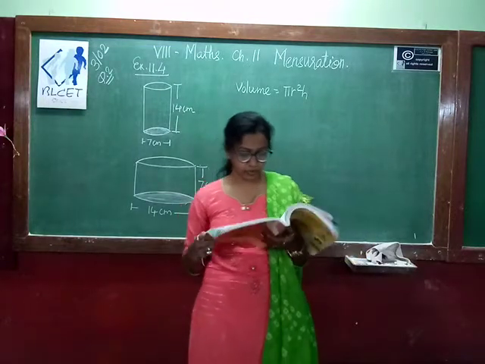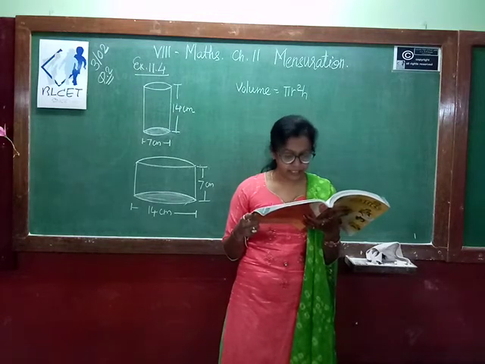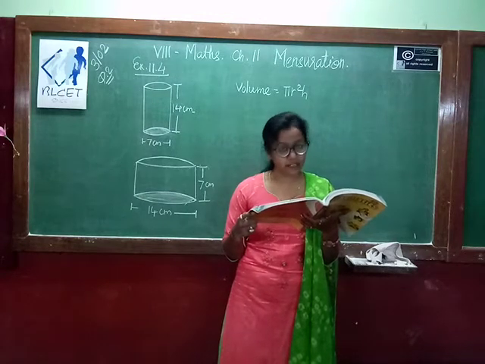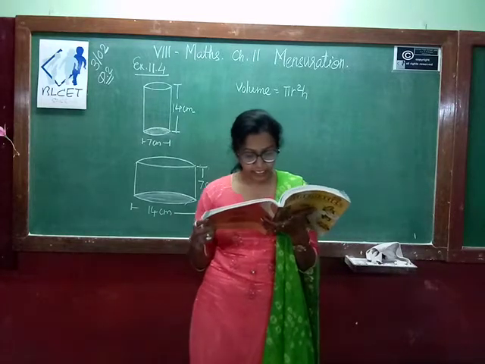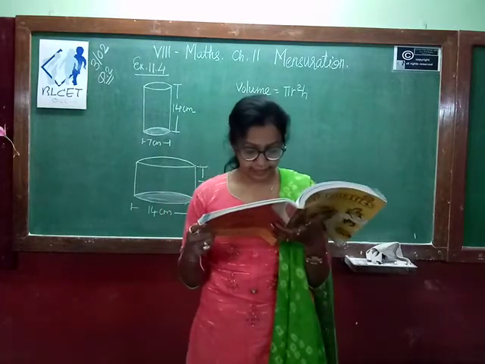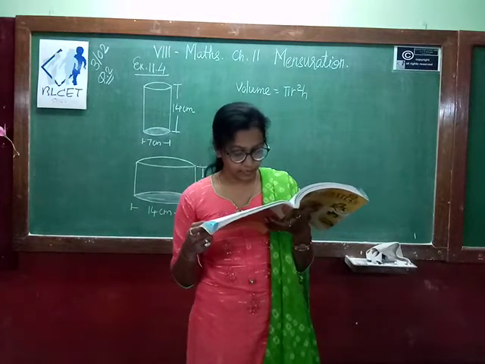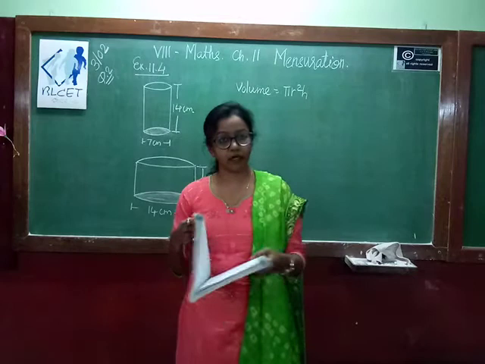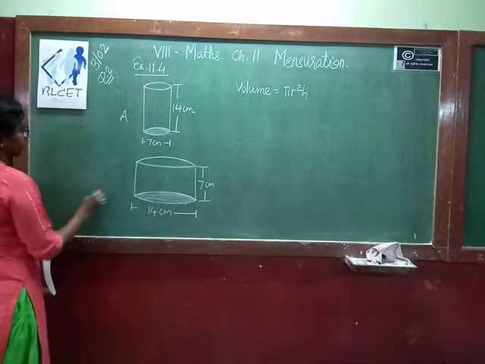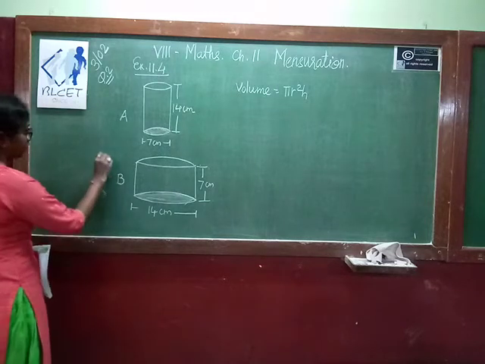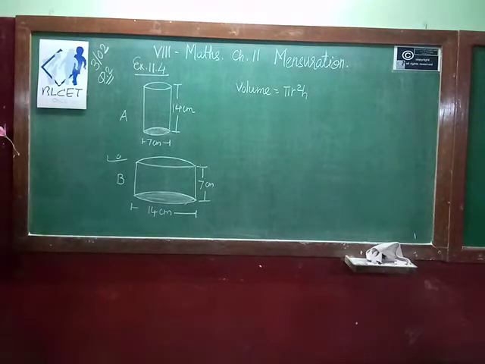Now see question number 2. Diameter of cylinder A is 7 cm and the height is 14 cm. Diameter of cylinder B is 14 cm and height is 7 cm. Without doing any calculation, can you suggest whose volume is greater? Of course, this is your water cylinder A and cylinder B. So of course the water holding capacity is more in cylinder B.